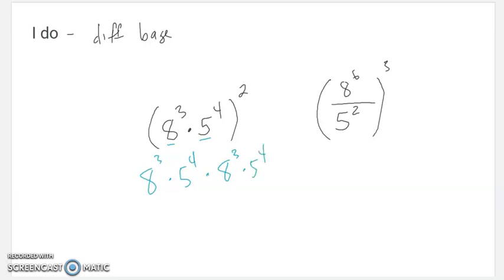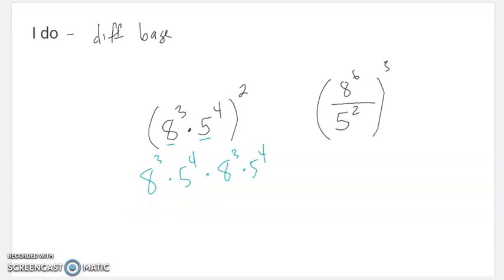Right? Now I can't really do anything special with these. This is 8 times 8 times 8. This is 5 times 5 times 5 times 5. Those aren't going to end up going together. There's no way to make that into some seventh power thing because they're not the same base. So I can't really leave those together.